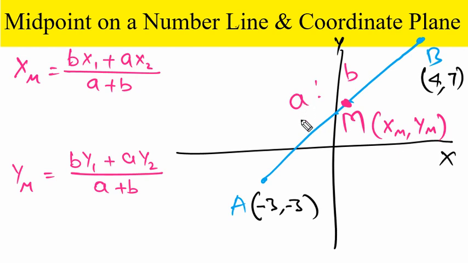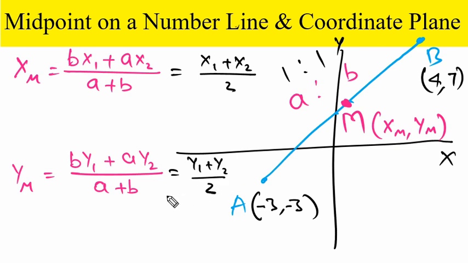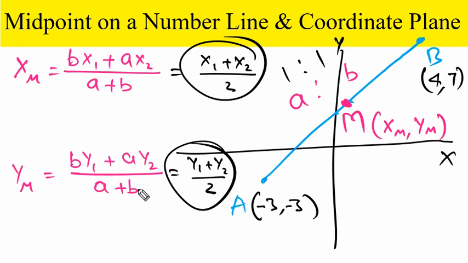Good. Now again, it's a midpoint, so A ratio B will be 1 ratio 1, right? Now just simplify it: x1 plus x2 over 2, and the y formula will be y1 plus y2 over 2. Any problem in the formulas? All cool, right? So now you just have to remember, if somebody asks you the midpoint, it is x1 plus x2 over 2, y1 plus y2 over 2. That's it.